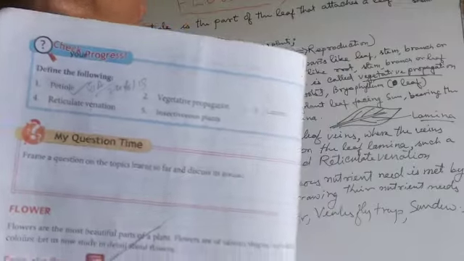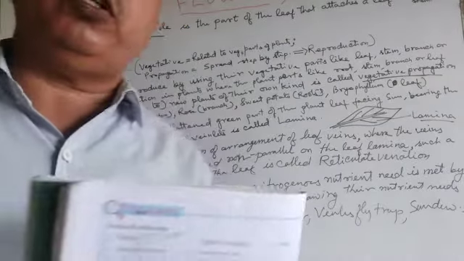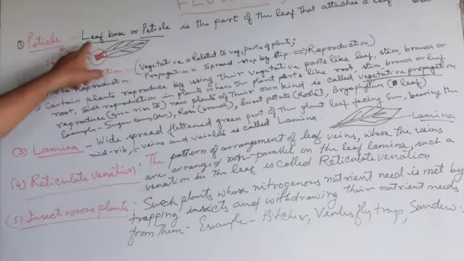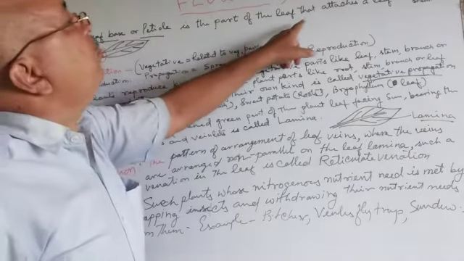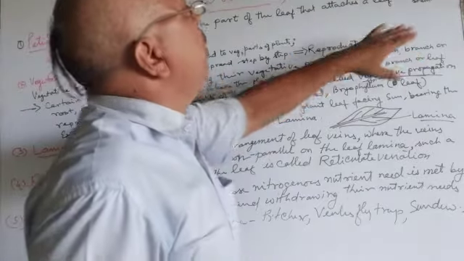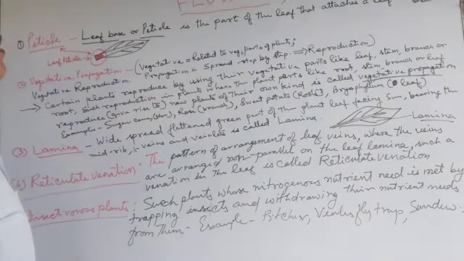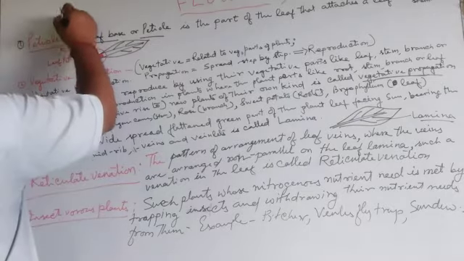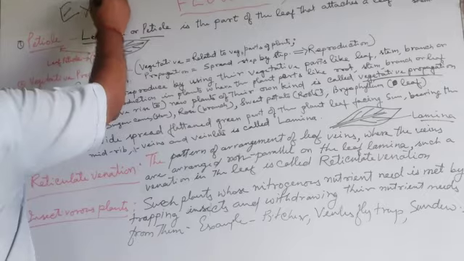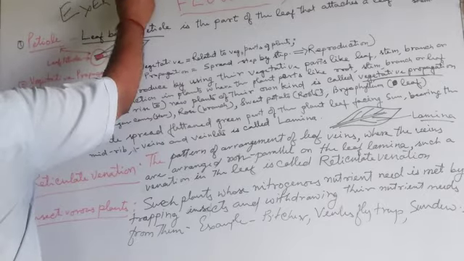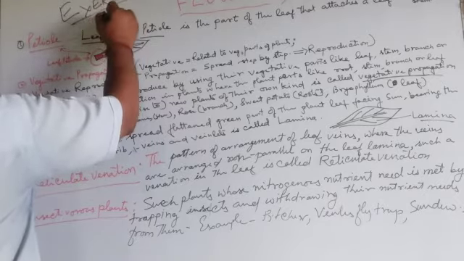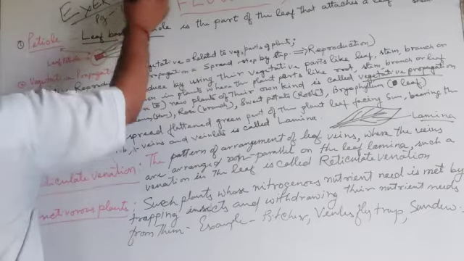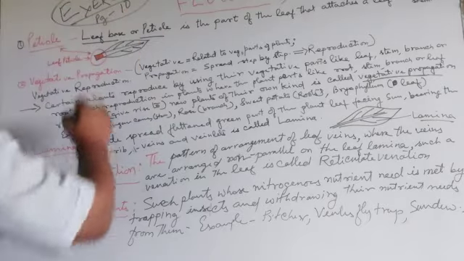Check your progress and you have to define certain terms. So the first one is petiole or leaf base. So petiole is the part of the leaf that attaches a leaf to the branch or stem, right? But here this is all exercise. Exercise page number is 10, right? You must check this and complete this in your notebook.